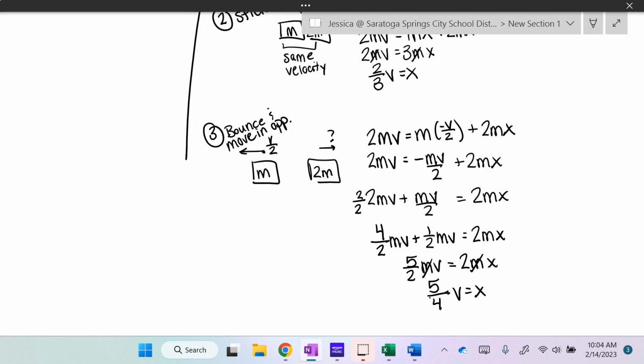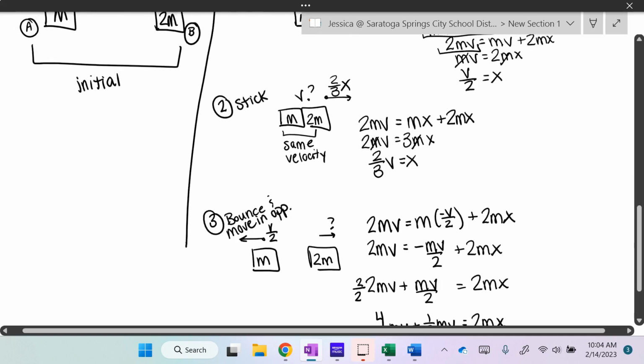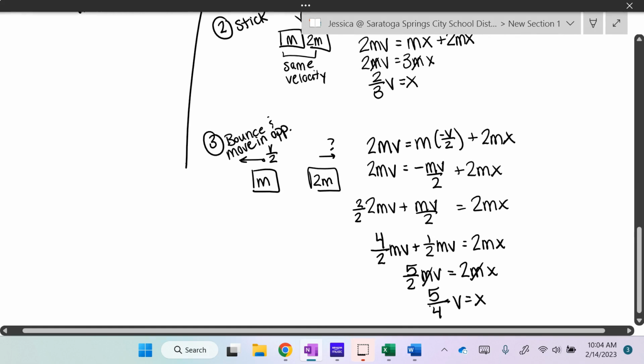So that definitely does have to be moving to the right. Did make my arrow properly. Okay, so what we're seeing here is that that 2m block ends up moving the fastest when they bounce and move in opposite directions.